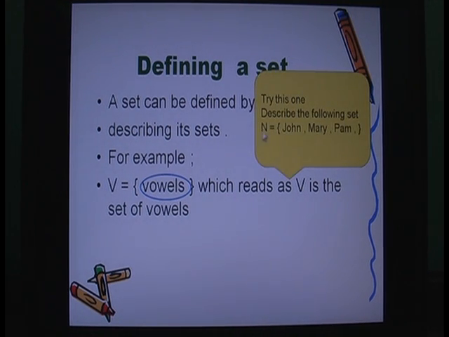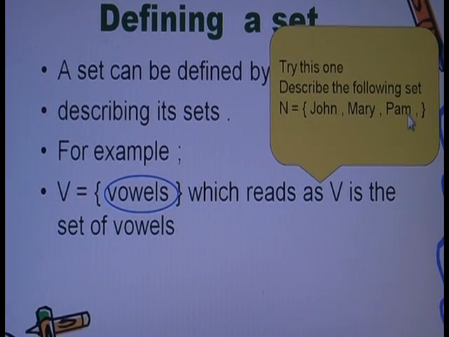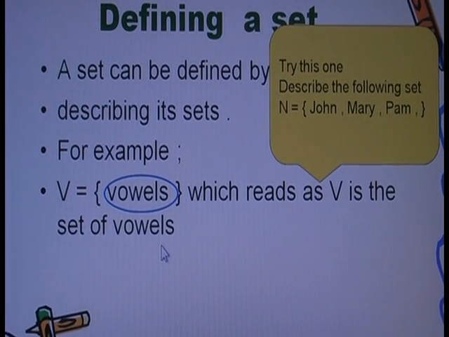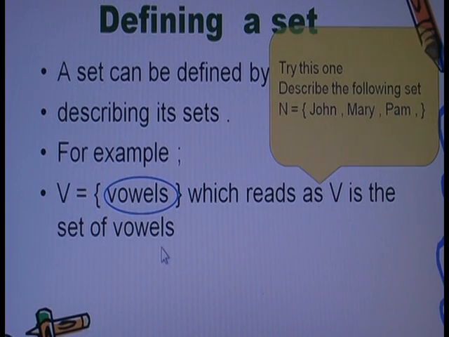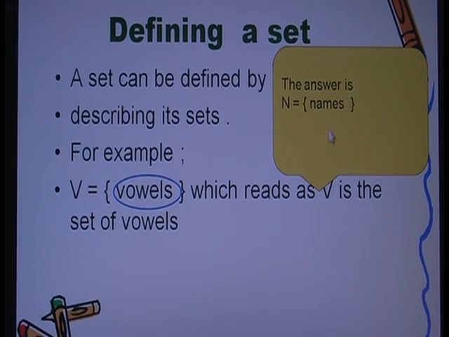Try this one. Describe the following set. N is equal to John, Mary, and Pam. The answer is N is equal to what? Names. Because guess what? John, Mary, and Pam are a set of names. So this is saying the set of names.